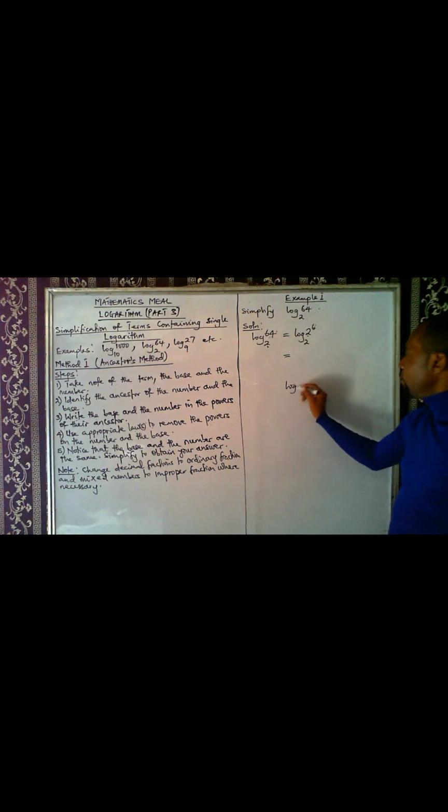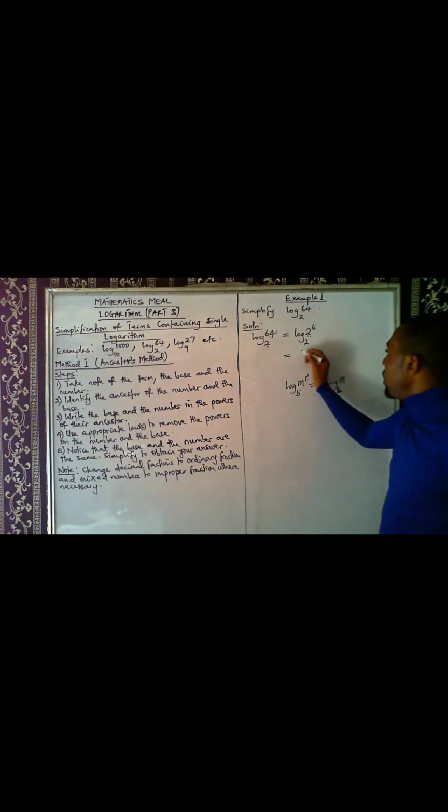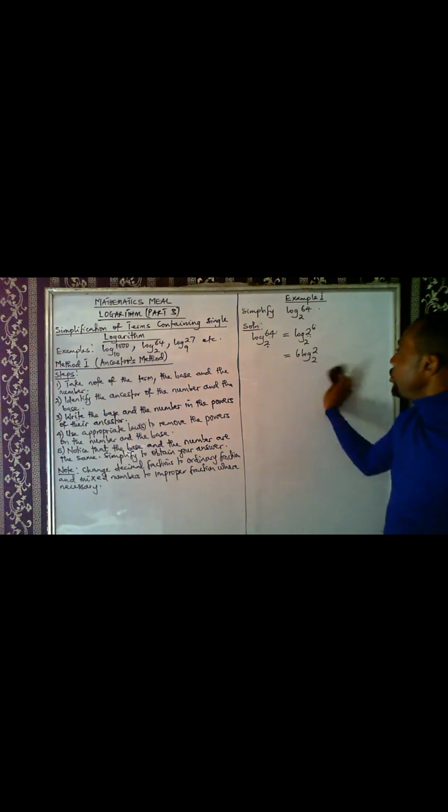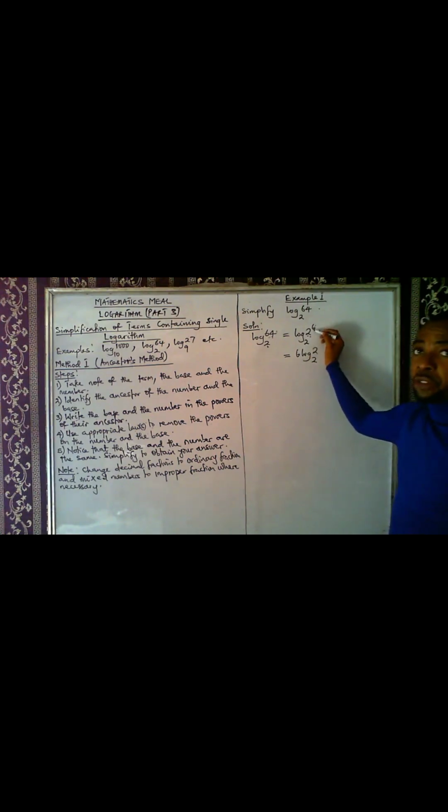And which law are we going to use to remove this power? You remember the third law. We said that m raised to power p in base b is p log m in base b. So when the power is on the number, just like we have here, we can write it as the coefficient of the log. So we need to transform it in this form. That's what our step is saying. So if we transform it, we are going to have 6 log 2 in base 2. So we just use the third law of logarithm to remove the power on the number.